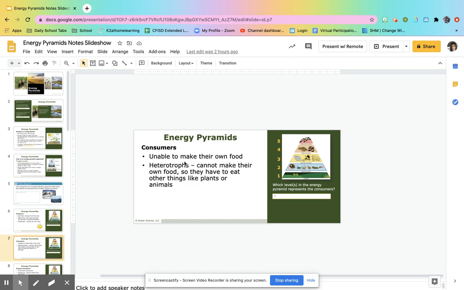All right, so now let's talk about consumers. So consumers are unable to make their own food. They have to consume something, okay? So heterotrophs cannot make their own food, so they have to eat other things like plants or animals. Go ahead and explain which level of the energy pyramid represents consumers. Hint, there may be more than one.